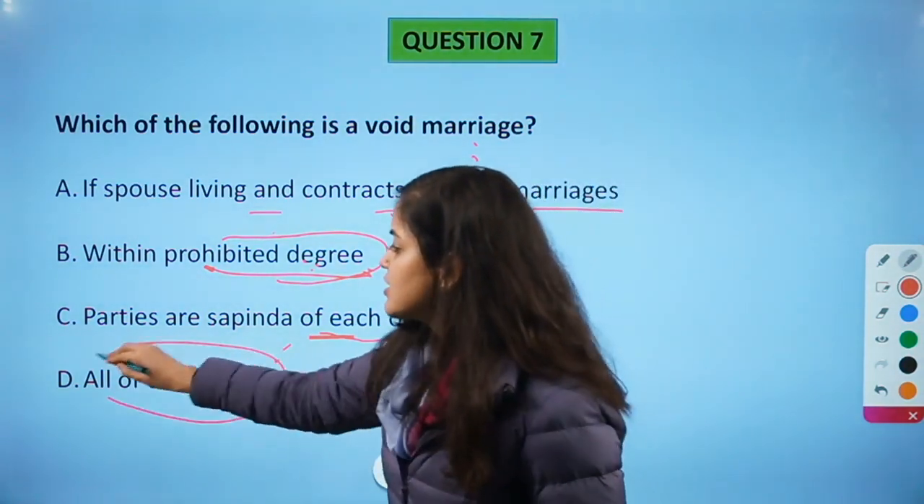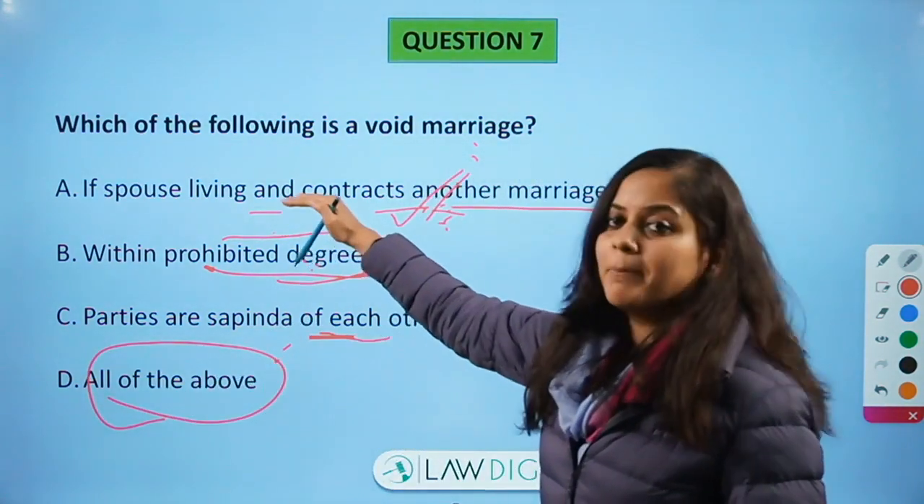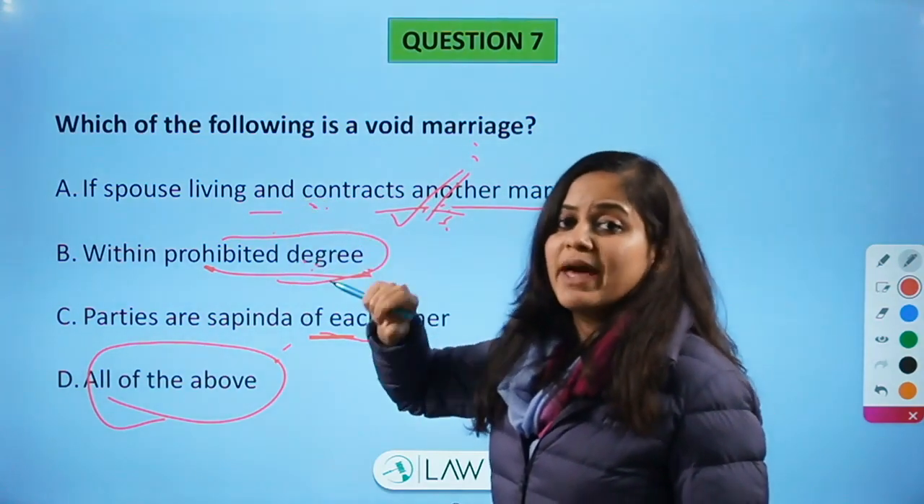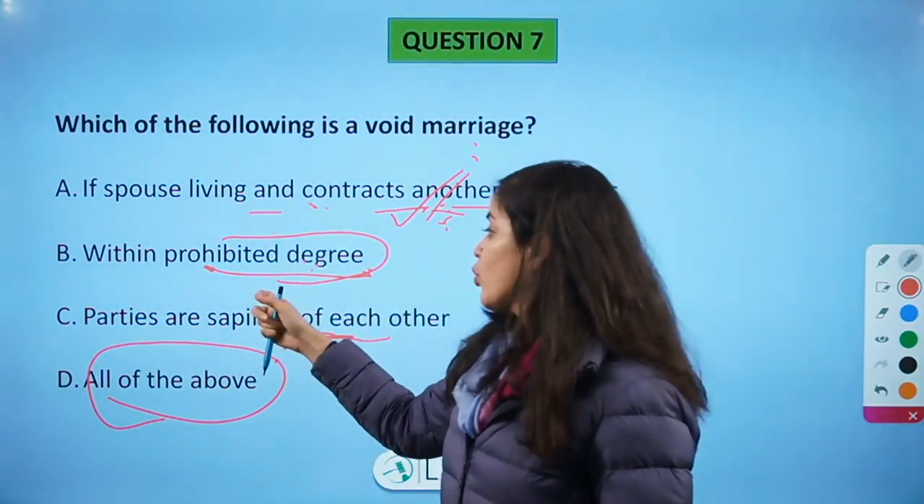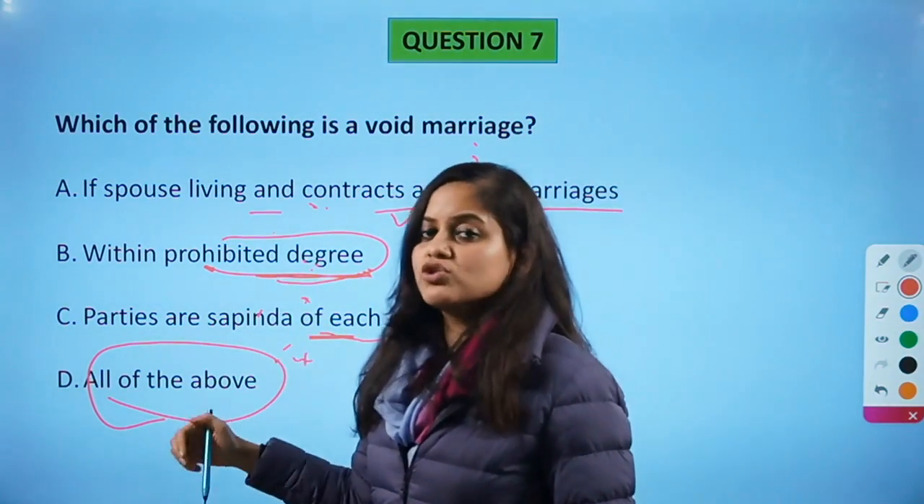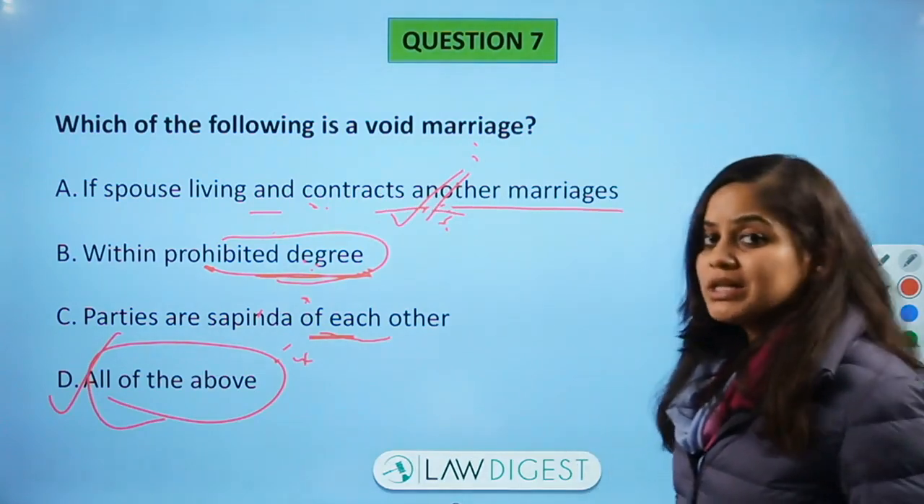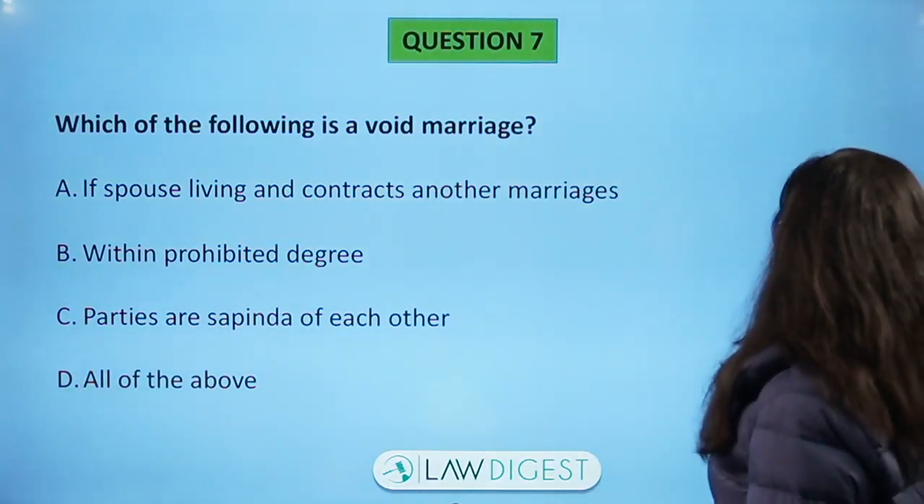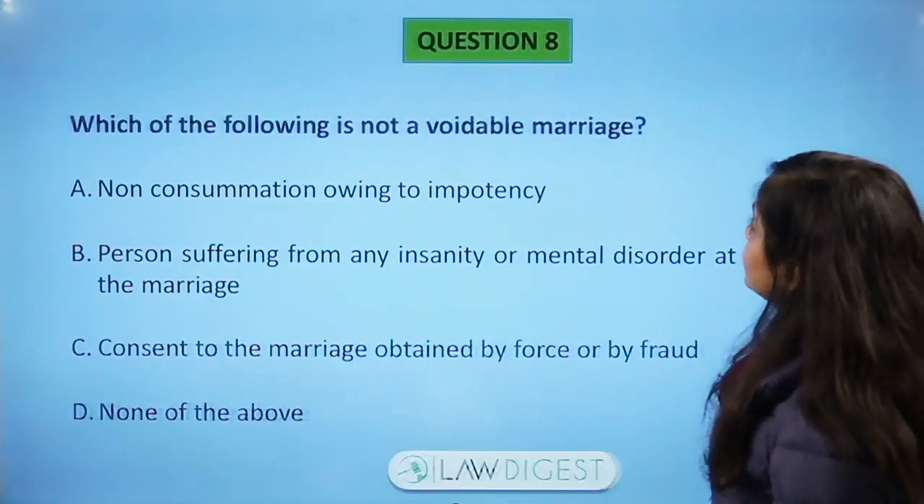So all of the above is the correct answer here, because bigamy is not allowed, then any marriage between the people who are from prohibited degree of relationship is not allowed, and sapinda relationship marriage is also not allowed. Therefore option D जो है वो इसका correct answer है. Then moving on to the next one.